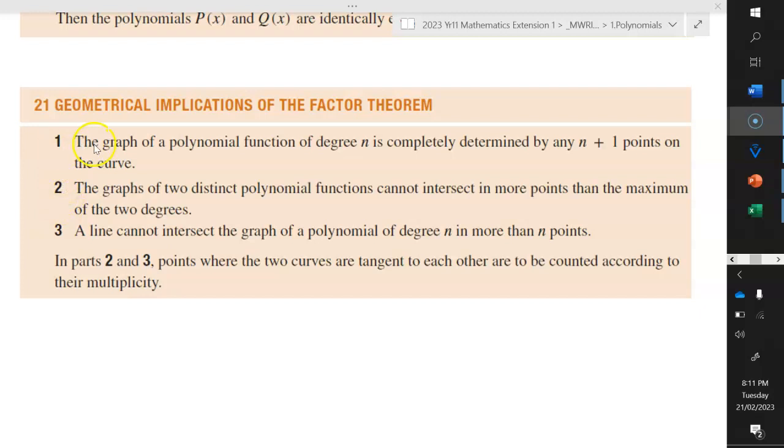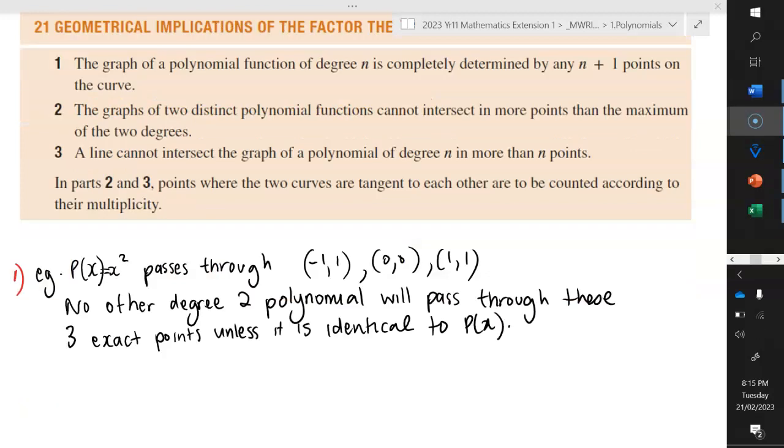So the first one is saying that the graph of a polynomial function of degree n is completely determined by any n plus 1 points on the curve. So the example that I would like to choose to show you that first point is this one down here. If we're thinking of our polynomial p of x, and it's the quadratic x squared, and x squared passes through these 3 points, (-1, 1), (0, 0), and (1, 1). So it passes through those 3 points.